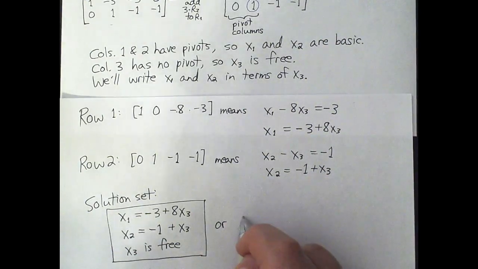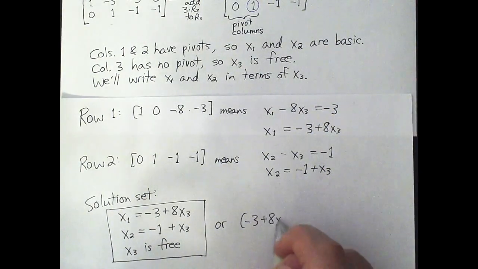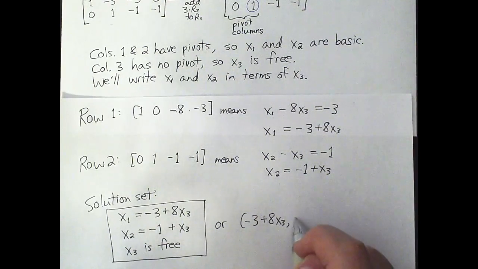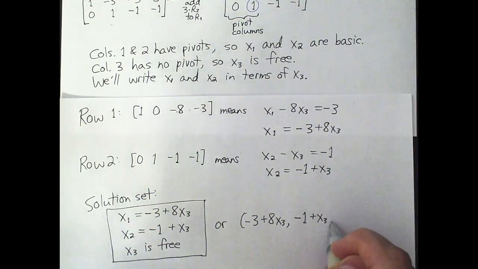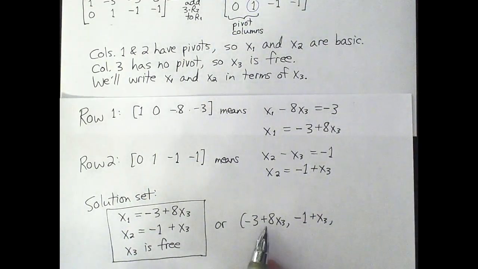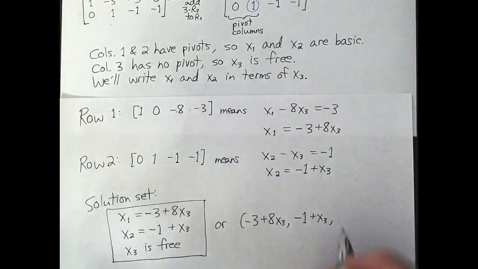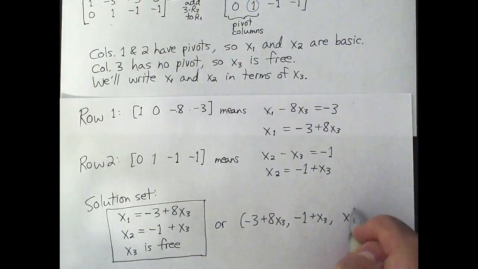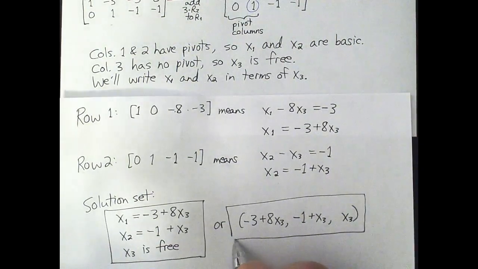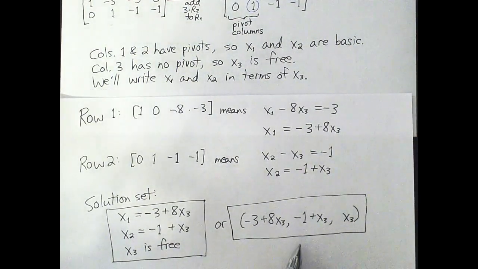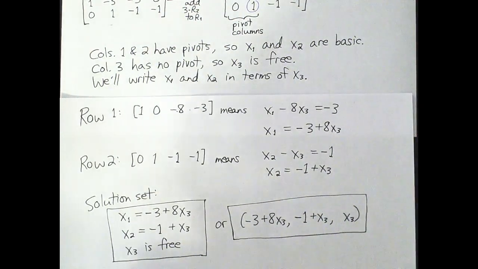Or, if you prefer, you can write it like this. Sometimes we call them coordinates. This is kind of like representing points in three-dimensional space. There's my x1, there's my x2. What do we write for x3? Well, x3 can be anything. We just write x3. So any point that fits this format is a solution to this system.